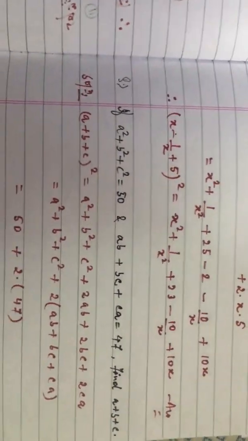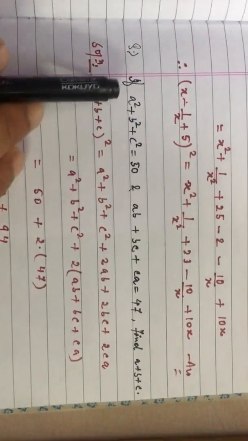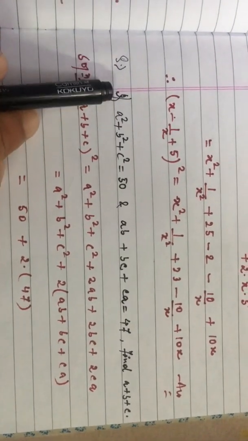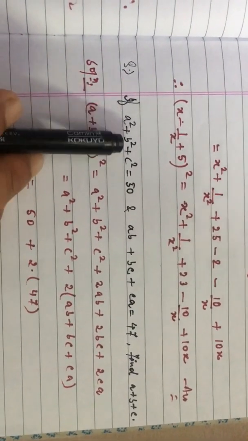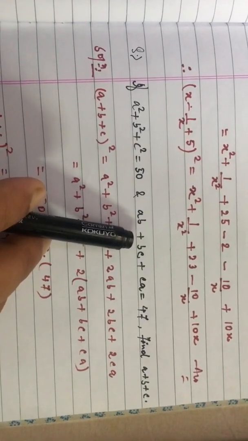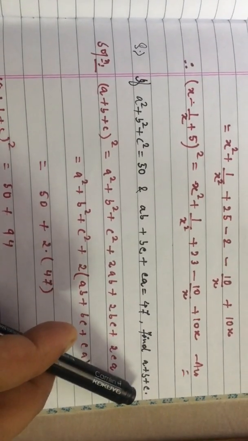Now see some more problems based on the same formula. Sometimes it may be given like that. See the question: if the value of a square plus b square plus c square is given, and the value of ab plus bc plus ca is equal to 47, find the value of a plus b plus c.